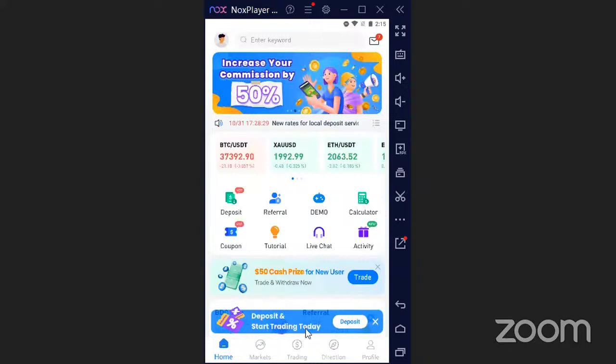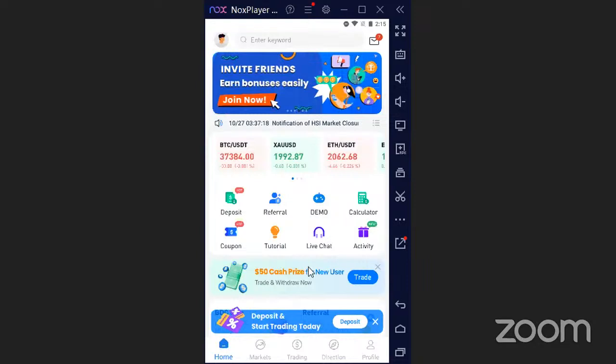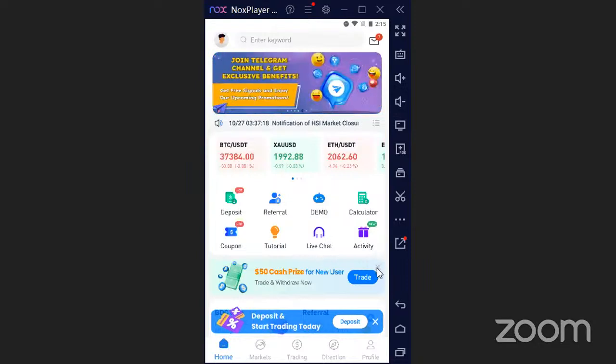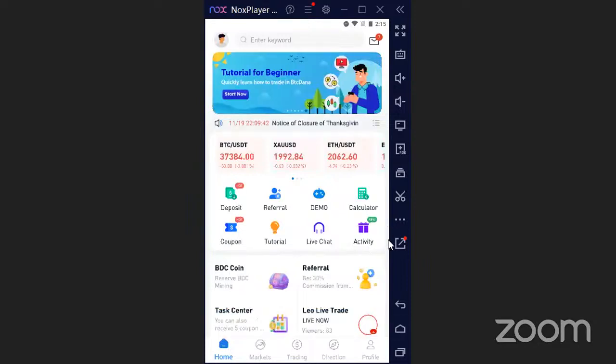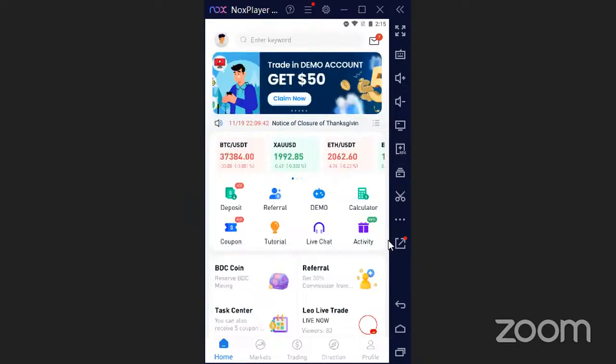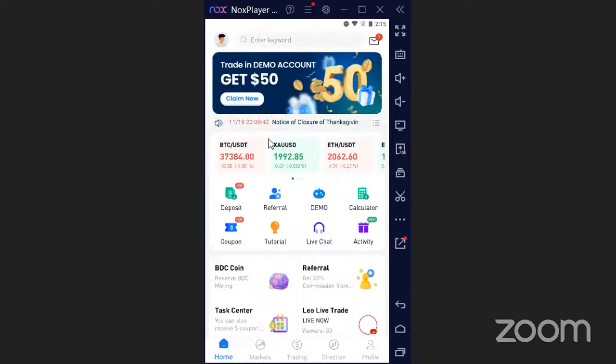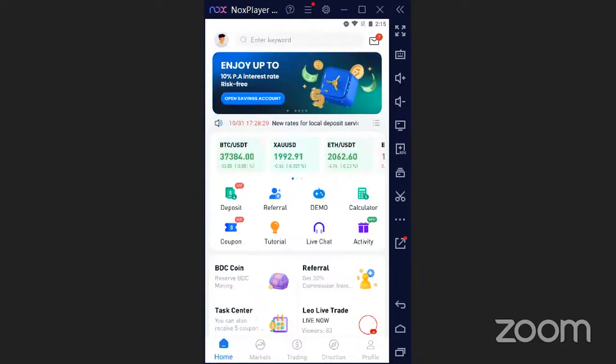Okay, so I hope everybody can see my screen. As I've said earlier, sorry if it's maybe too small, but I just want to make sure that you guys get everything that I'm trying to explain here. So once you get a signal, it is very easy. All you need to do, this is the home page.